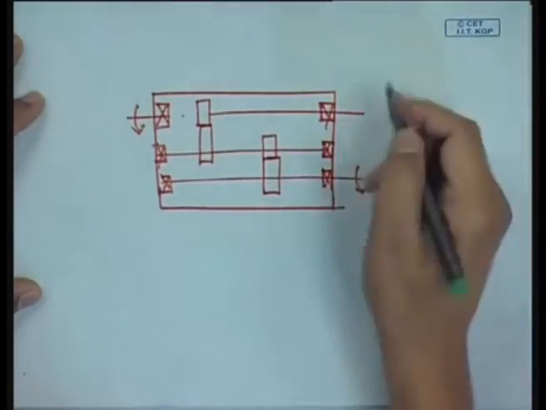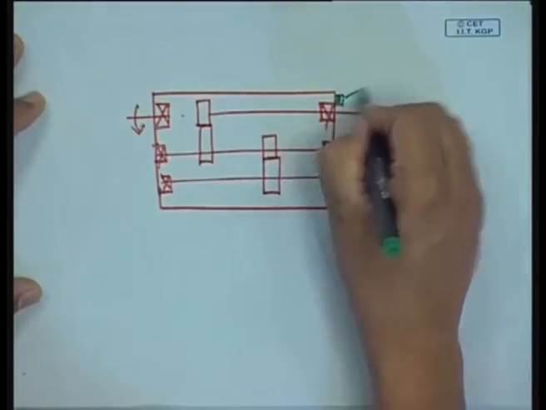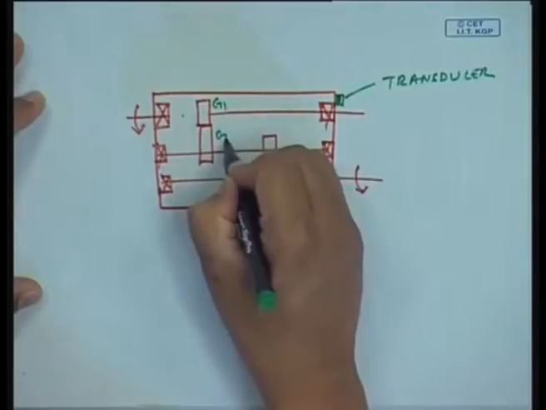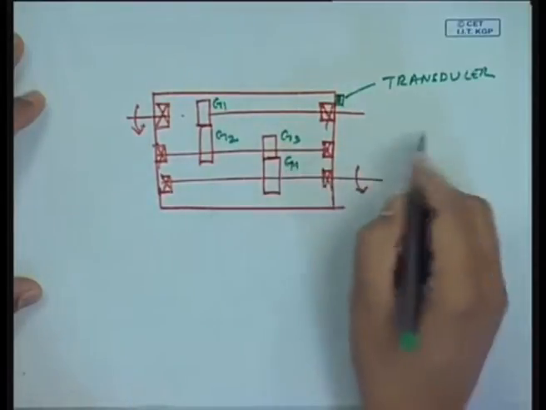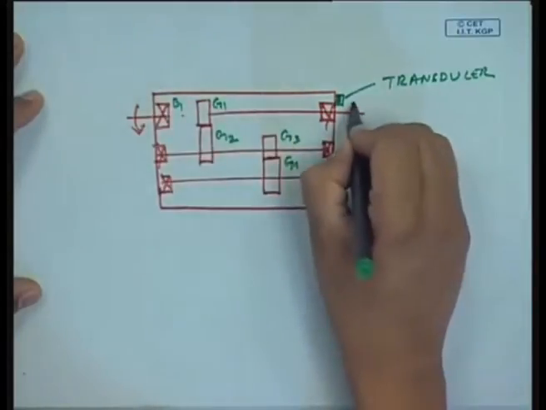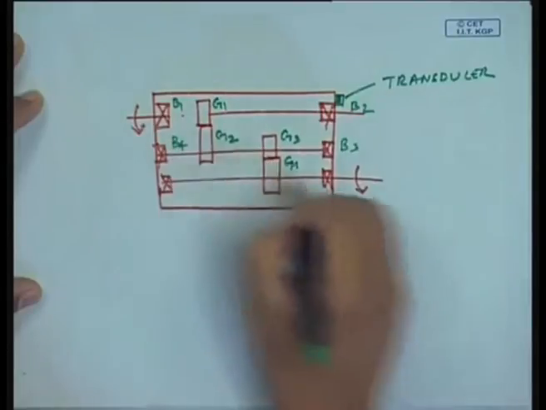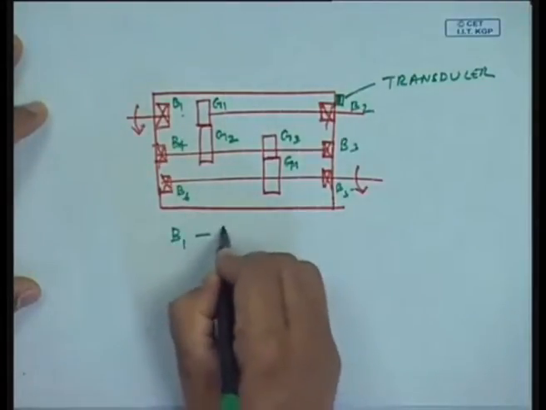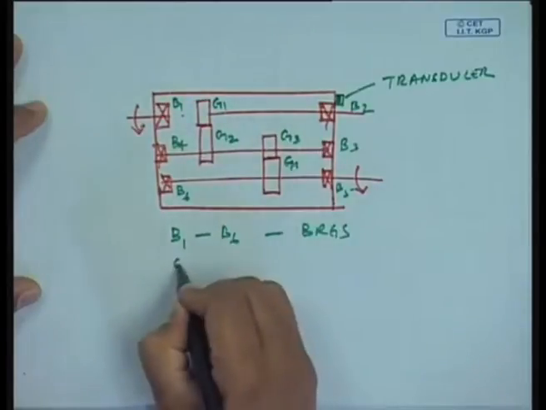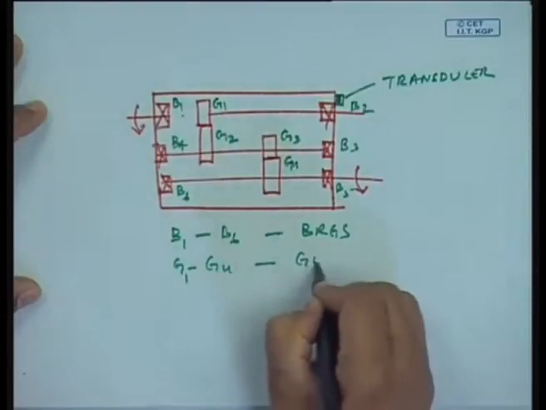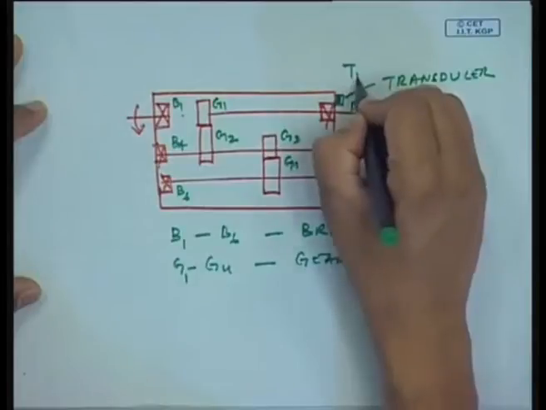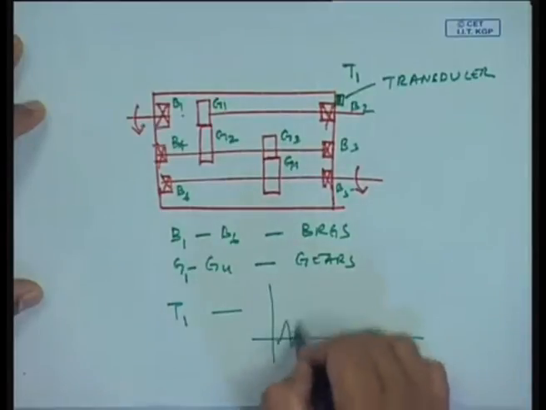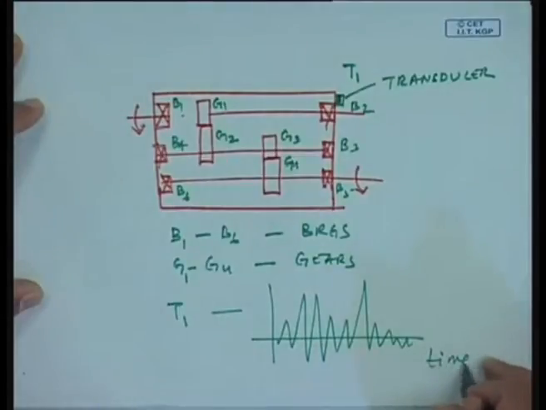If I just put one transducer somewhere here, and these are all the gears, bearings B1, B2, B3, B4, B5, B6. A simple gearbox has bearings B1 to B6, gears G1 to G4, and I have one transducer, say T1. So the signal measured by this transducer T1 could have everything.